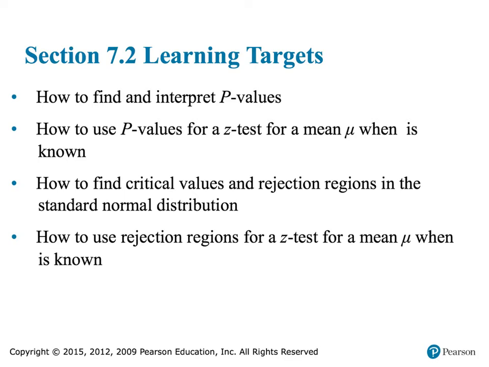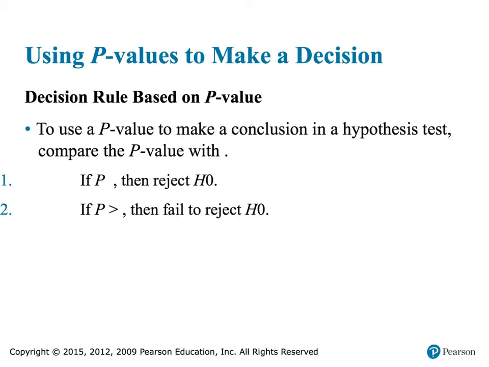We want to be able to use p-values for a z-test for a mean, once again, when the population standard deviation sigma is known. We want to find critical values and rejection regions. And the rejection regions I'm going to put in a second video. So these last targets we're going to hit with a second video.